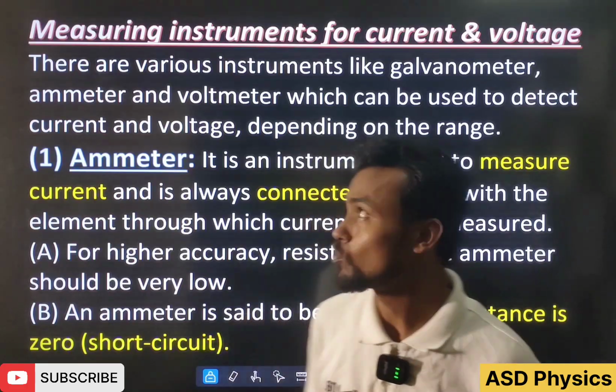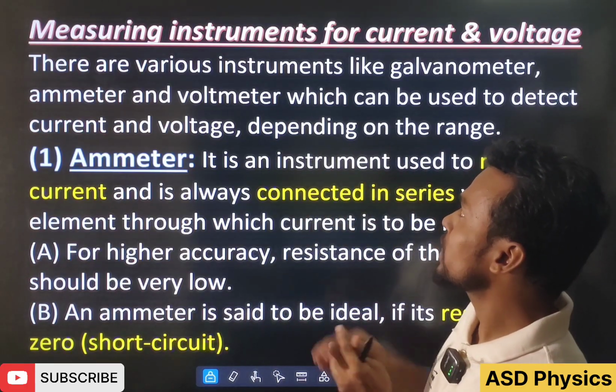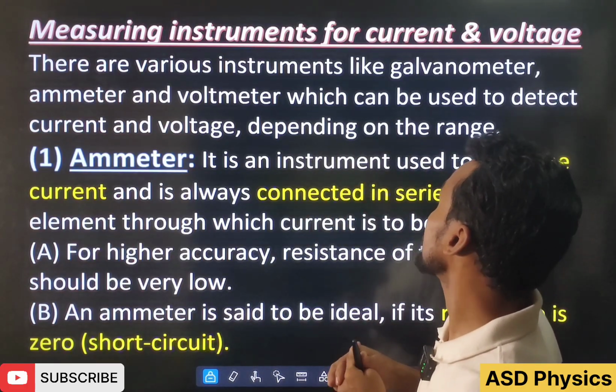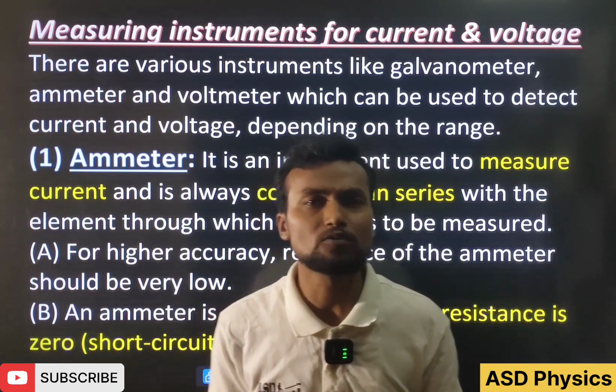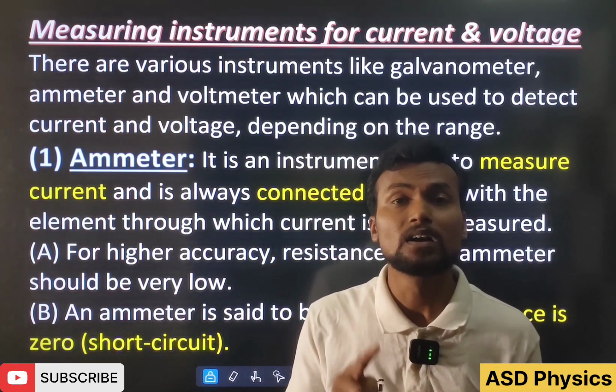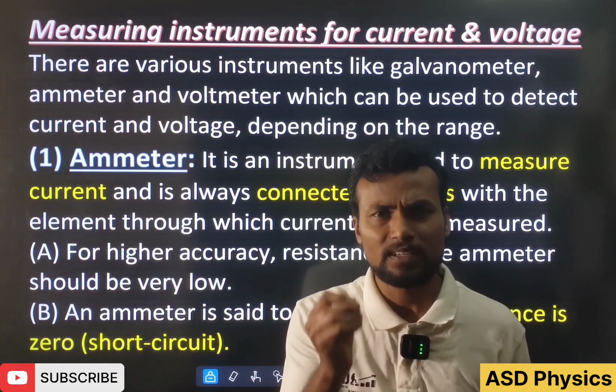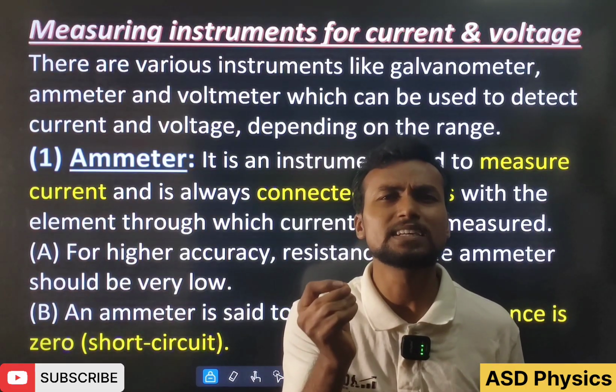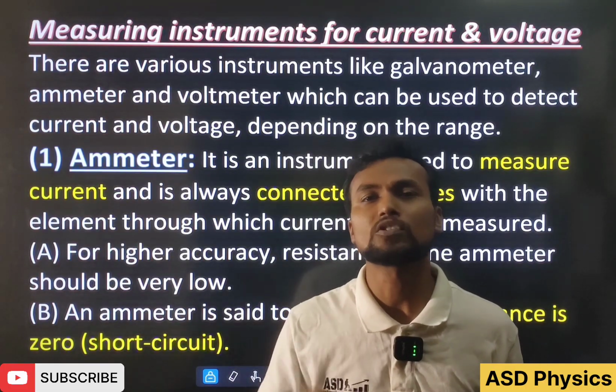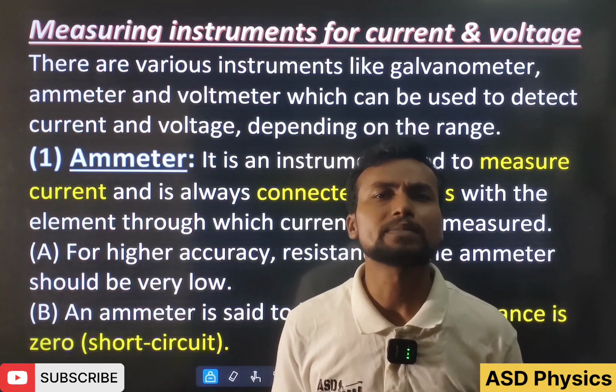So students, in today's video, we are going to learn about measuring instruments for current and voltage. Here we are going to learn about the galvanometer, ammeter and voltmeter. Kindly remember that the galvanometer always measures a very small amount of current. If a large amount of current flows, then the galvanometer may get damaged.